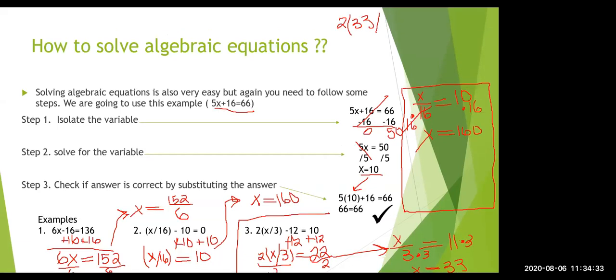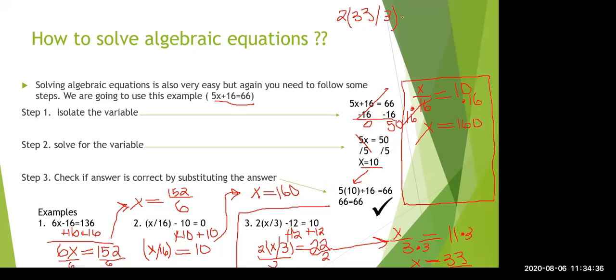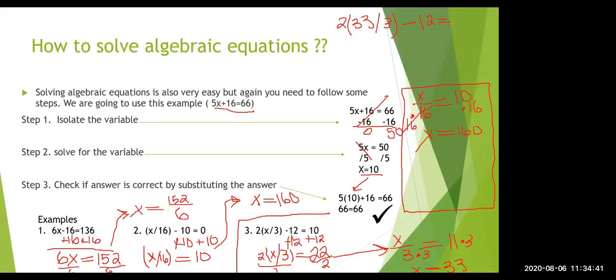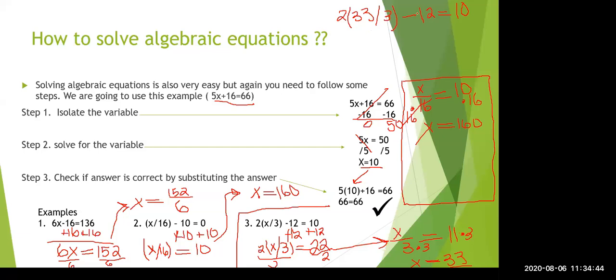divided by 3 minus 12 equals 10. So now I'm going to first do order of operations on this side. So 2 times 11 minus 12. That's 22 minus 12, which is equal to 10. And 10 is also on the right side of it. So since 10 equals 10, that's a correct statement, and then I know that the answer is correct.